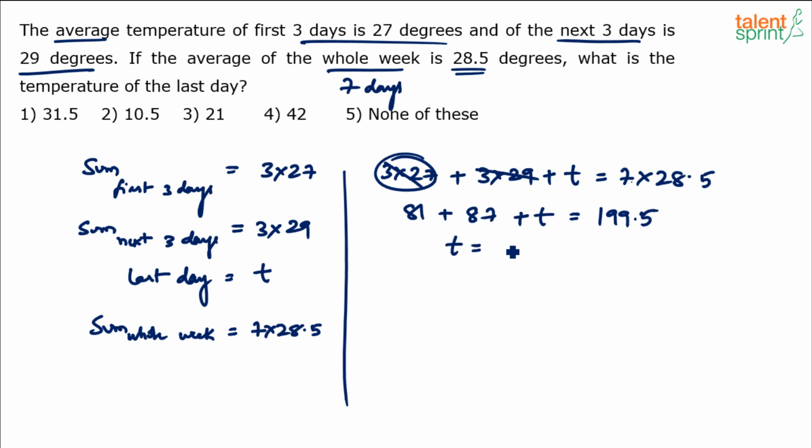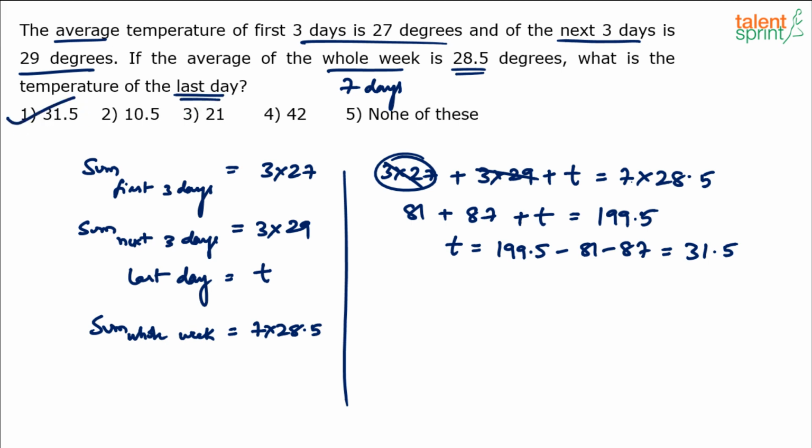Now, what is T? T will be equal to 199.5 minus 81 minus 87. 81 and 87 is 168, right? So 199.5 minus 168. Basically 99.5 minus 68 comes out to be 31.5. So the temperature of the last day is 31.5, which is option 1.